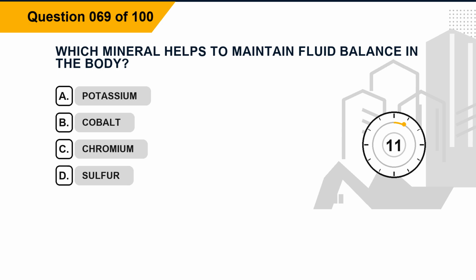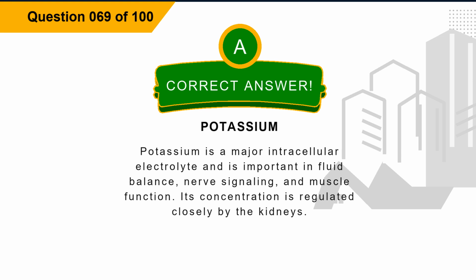Question 69. Which mineral helps to maintain fluid balance in the body? Option A, potassium. Option B, cobalt. Option C, chromium. Option D, sulfur. The correct answer is option A, potassium. Explanation. Potassium is a major intracellular electrolyte and is important in fluid balance, nerve signaling, and muscle function. Its concentration is regulated closely by the kidneys.